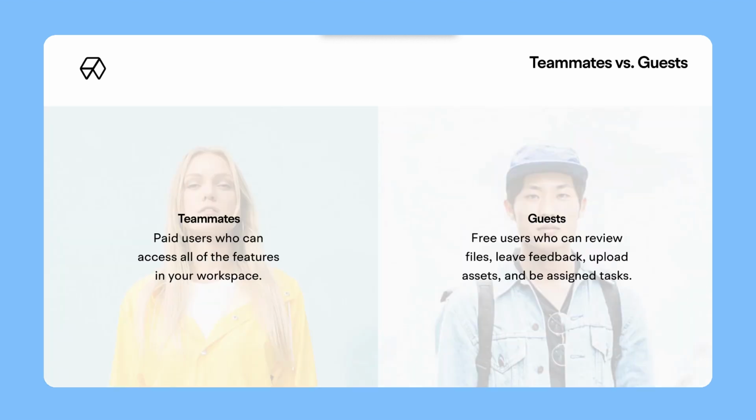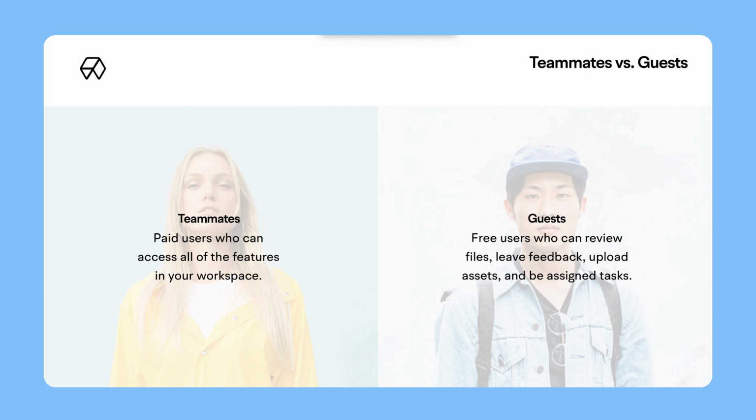So we now have two user types. On the left-hand side, we have teammates. Teammates are everything that I just covered in the features that I showed you on the screen share. Teammates are paid users. They exist on the workspace level. You can add them to your workspace as a whole, and they can access all of the features in the workspace. They have the ability to create projects, set up projects, save templates, anything and everything within your workspace.